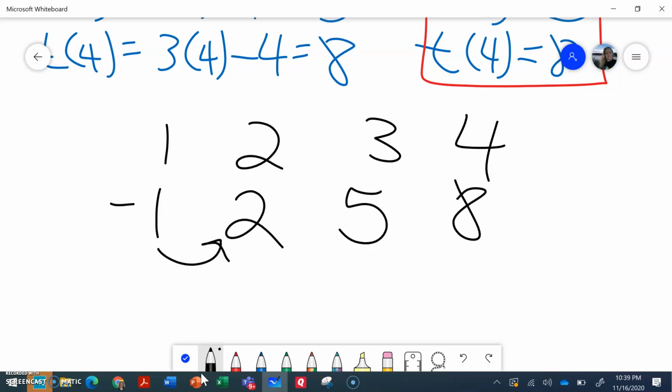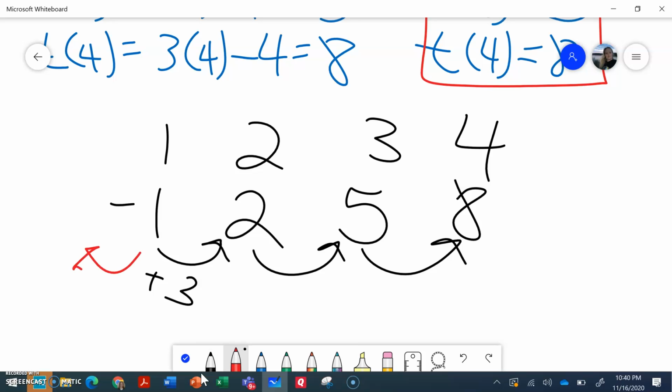Notice each time I'm jumping up by 3. If I wanted to go backwards, like we did the other day, and find the 0 term, instead of adding 3, I subtract 3. So -1 minus 3 more is -4. So there's my values.